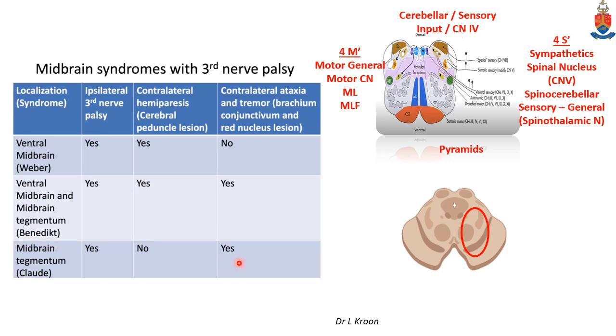And then lastly, we can affect the dorsal aspect of the midbrain. Remember again, if you localize vertically, we're going to have that third nerve palsy because we're in the midbrain, therefore a vertical diplopia. Now, because we are situated dorsally, we're going to have a contralateral ataxia on the opposite side, and that's referred to as Claude syndrome.